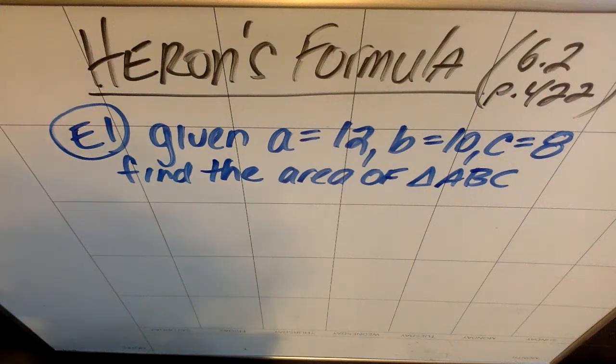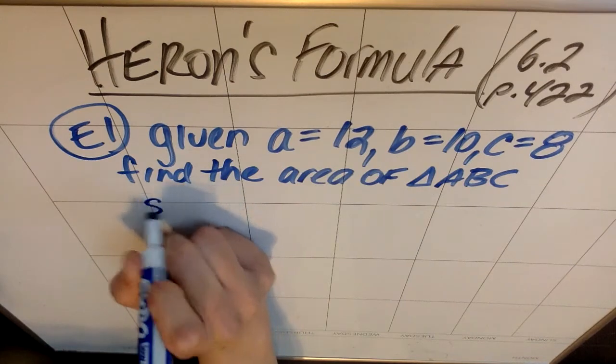So we're going to do an example with Heron's formula. We're given a triangle with sides 12, 10, and 8, and we're asked to find the area of that triangle. The first thing you want to do is find the semi-perimeter.